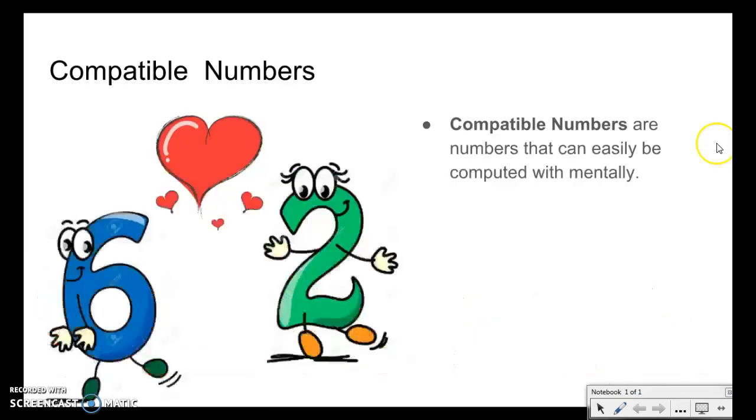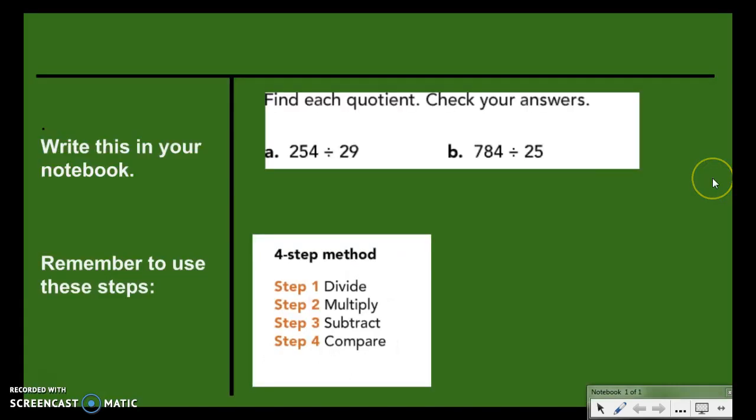So let's get started. The first thing we want to talk about today are compatible numbers. Compatible numbers are numbers that can easily be computed with mentally. So 6 and 2 would be an example of compatible numbers. 6 can be divided by 2 evenly. 6 times 2 is an easy multiplication problem. 6 plus 2, 6 minus 2, etc. So those are compatible numbers. Make sure you get that down.